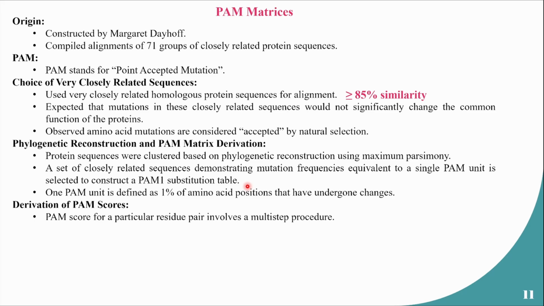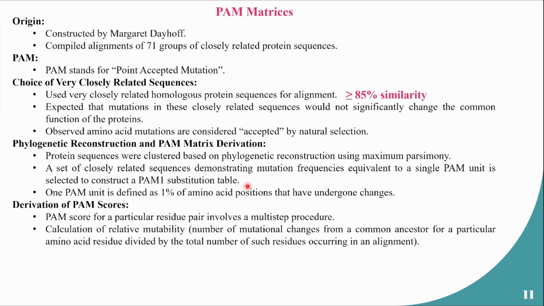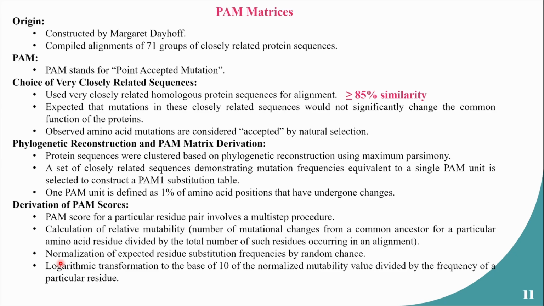Now the derivation procedure is basically that the PAM score for particular residue pairs will be calculated first using relative mutability, which is the number of mutational changes from a common ancestor for a particular amino acid residue divided by the total number of such residues occurring in an alignment. So you have to calculate the relative mutability and normalize the expected residue substitution frequencies, and then you will transform that into a log value. Basically here it is written that log base 10. So that is why it is also called a log odds matrix. Okay.